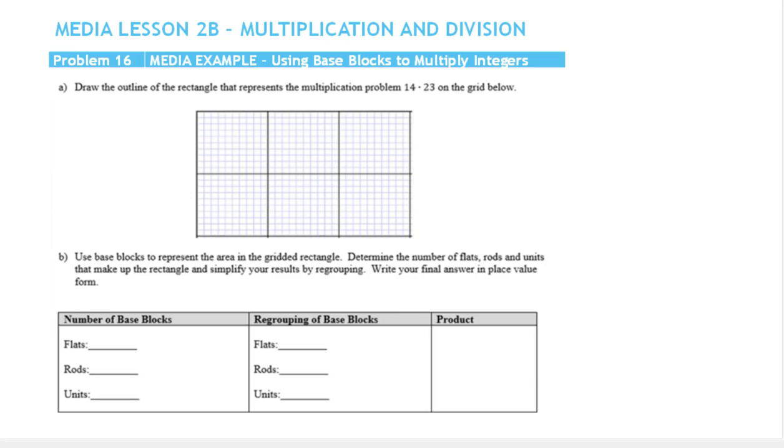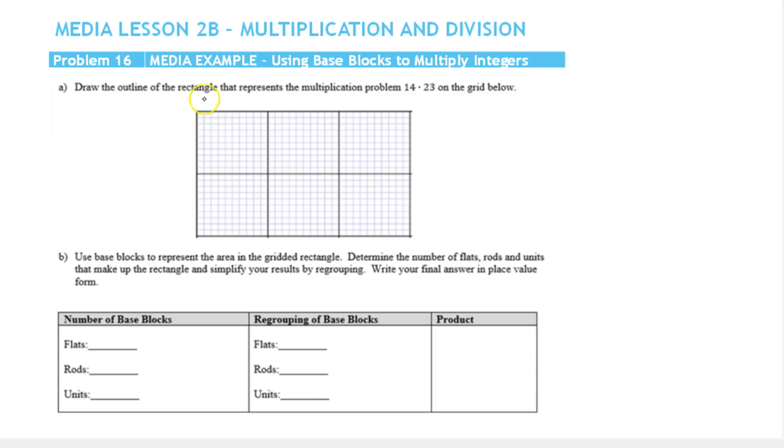Thus far, we've only multiplied and divided single-digit integers or small integers. Now we're going to look at multiplication using a few different models so we can gain an understanding of it and then develop the algorithm for multiplying integers. So we're going to start by using base blocks.